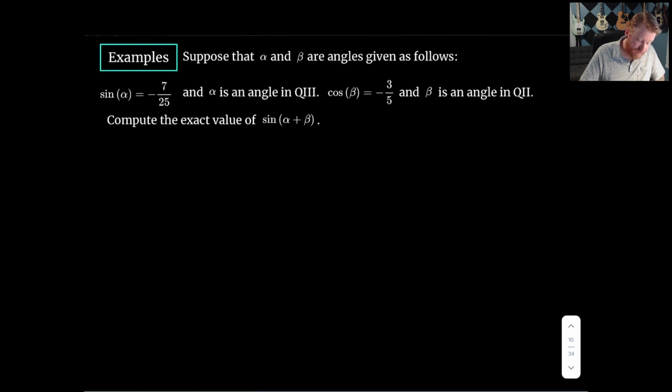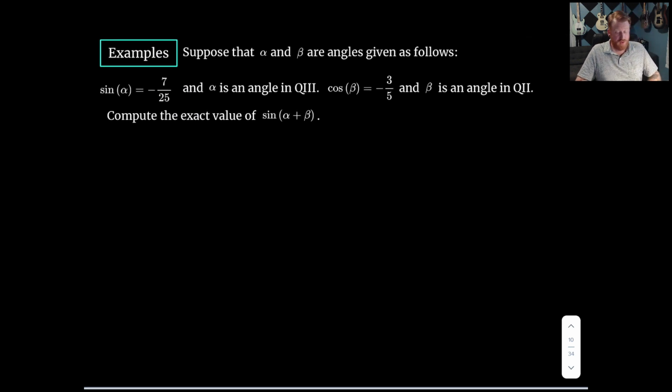All right, so just a different example here. We are going to suppose that alpha and beta are angles given as follows. We're told that the sine of alpha is equal to negative 7 over 25, and it is an angle in quadrant 3. And we're told that the cosine of beta is negative 3/5, and it is an angle in quadrant 2. We want to compute the exact value of sine of alpha plus beta.